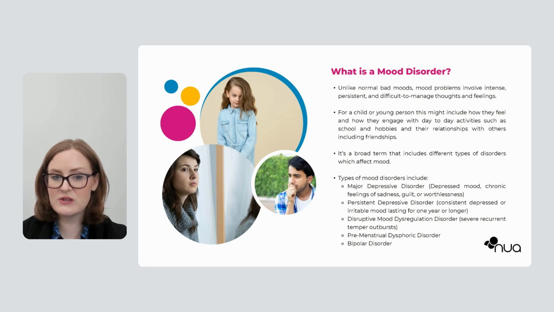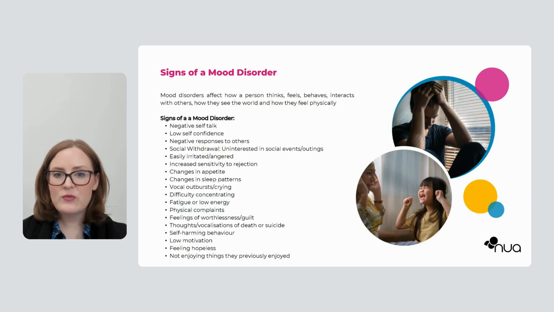So that's more associated with anger. And then we have premenstrual dysphoric disorder. So that's related to hormonal changes in relation to menstruation. And then finally, we have bipolar disorder, which refers to difficulties with extremes of mood. So somebody experiencing highs and lows. Mood disorders affect how a person thinks, feels, behaves, interacts with others, how they see the world, and how they feel physically. So let's look at the signs of a mood disorder.